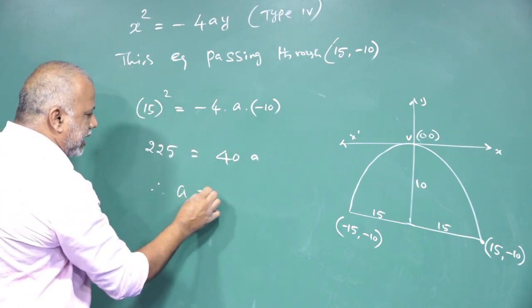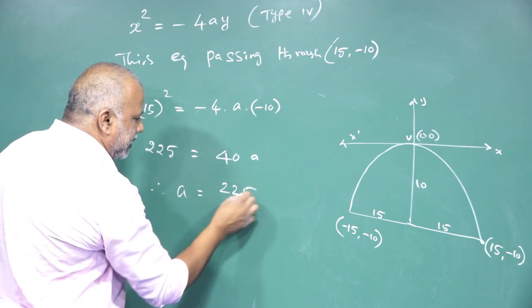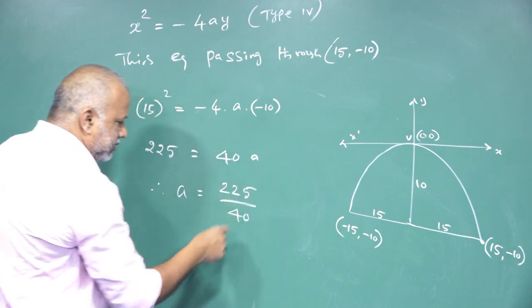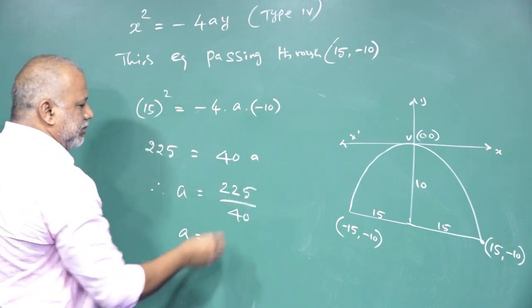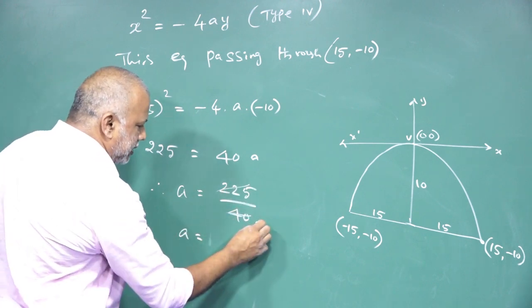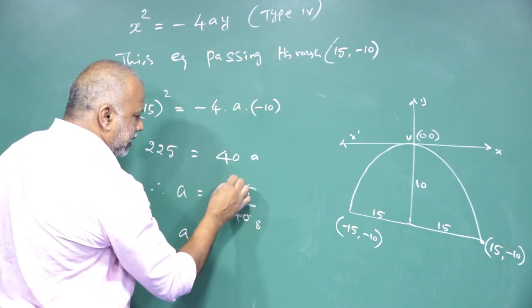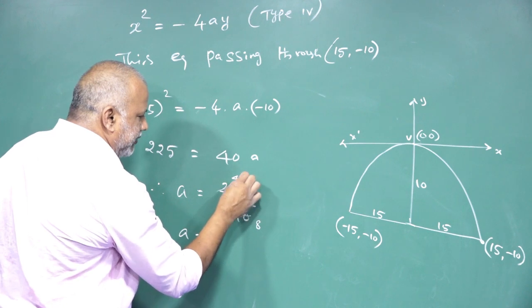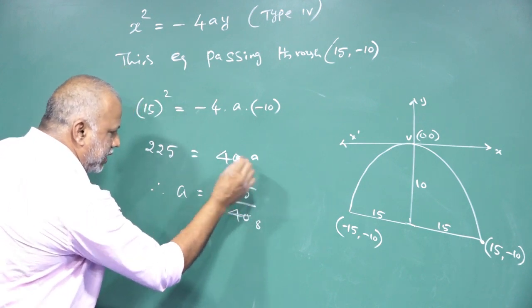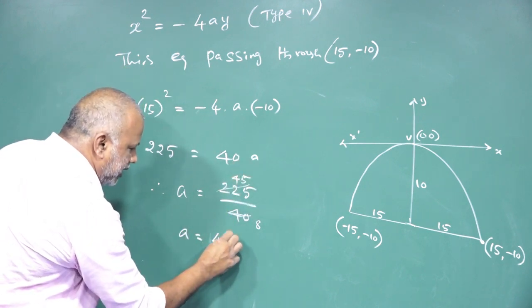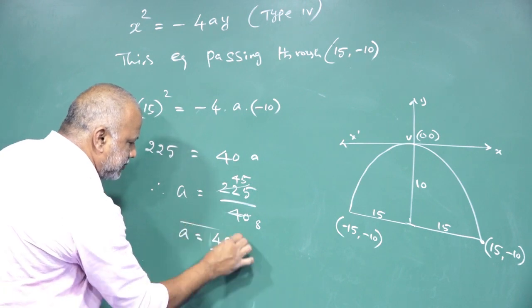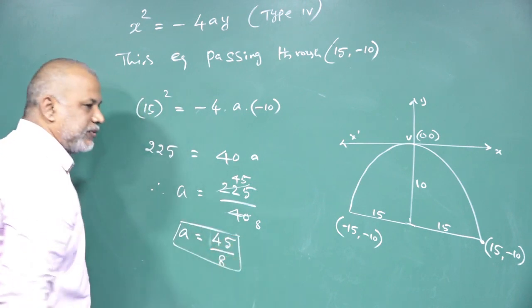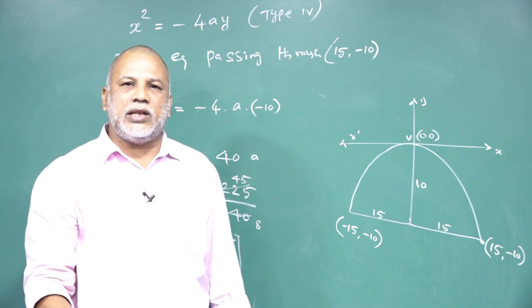Therefore, the value of a must be 225 divided by 40. We can cut using the fifth table. If we are cutting the fifth table, we can get 8 times, here means 4 times. Again 25, 45. Therefore, the value of a equals 45 divided by 8. This is the value of a. First we have to calculate the value of a.